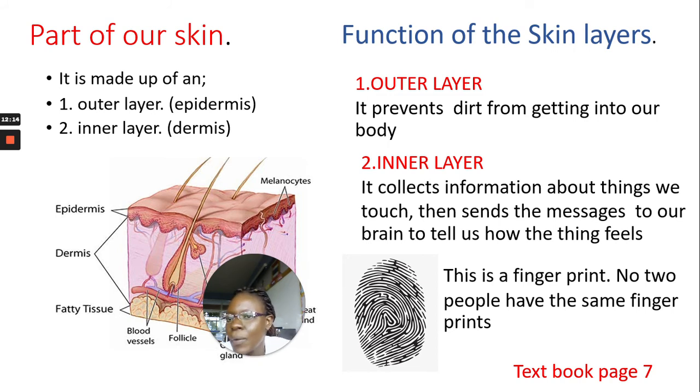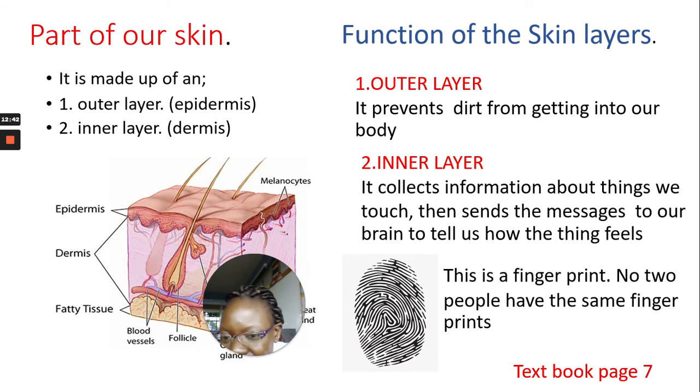Parts of our skin. Our skin is made up of two parts. We have the outer layer, this one here on top, and we have the inner layer, which is inside. One more time. Outer layer, inner layer. Now, this is the outer layer. You can see, like when you check here, you have some hair.